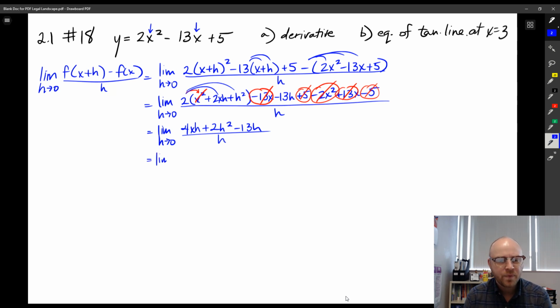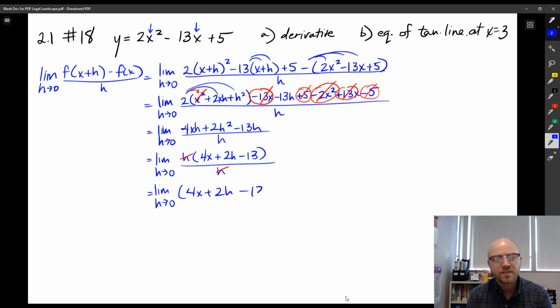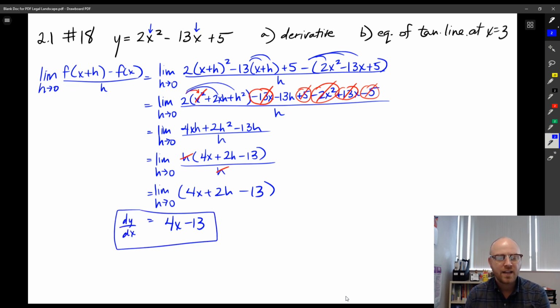Let's factor that out. So this is the limit as h goes to 0 still of h times the quantity 4x plus 2h minus 13, over h. That h is, of course, going to cancel as a common factor in numerator and denominator. Leaves us with the limit as h goes to 0 of 4x plus 2h minus 13. Now, as h goes to 0, that middle term is also going to approach 0. So we're left with 4x minus 13. That's our derivative, dy dx. So there's the answer to part A.